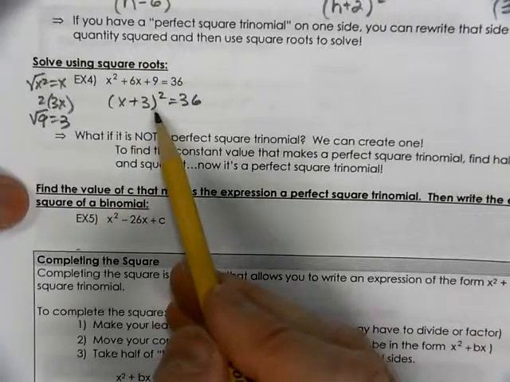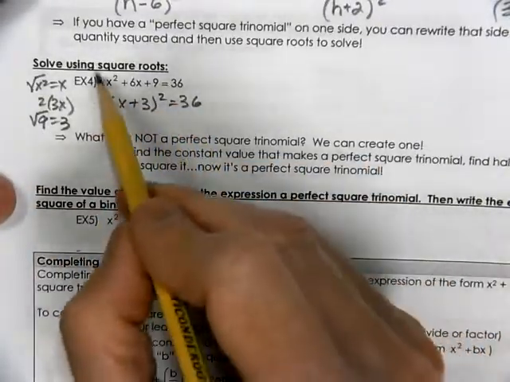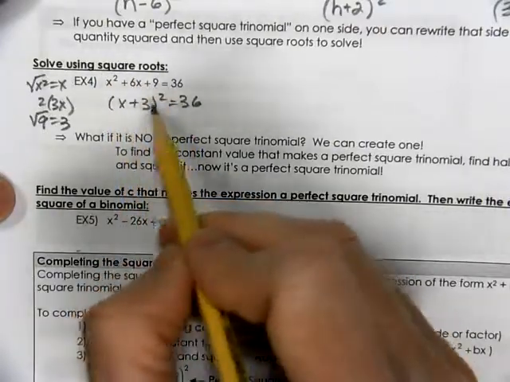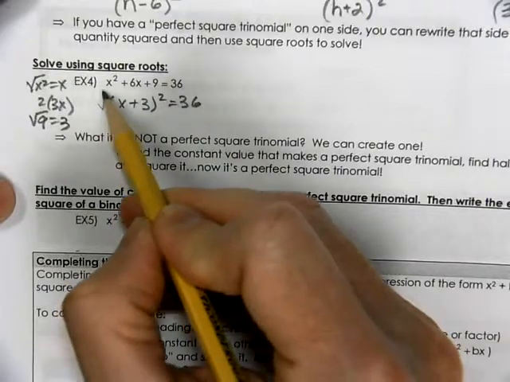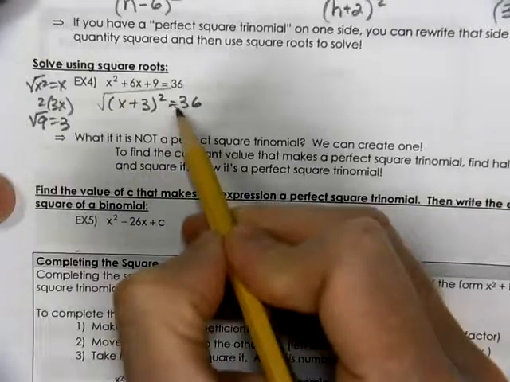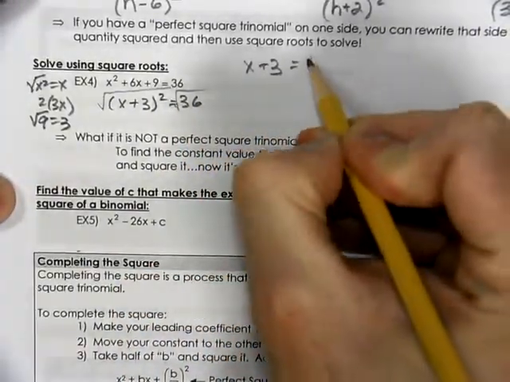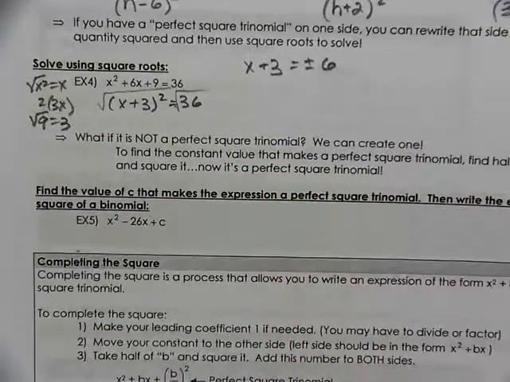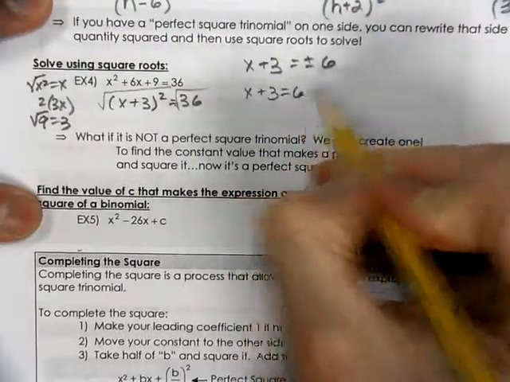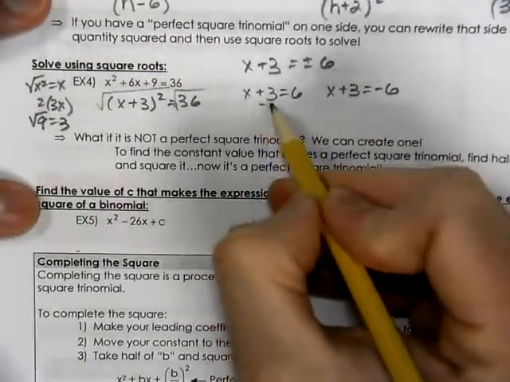Now, what can you do with an equation in this format? There's no b term. You cannot take the square root of standard form, but because we have parentheses squared, we're taking the square root of something being squared. Take the square root of both sides. So we're going to get x plus 3 equals plus or minus 6. So we have x plus 3 equals 6, and x plus 3 equals negative 6.